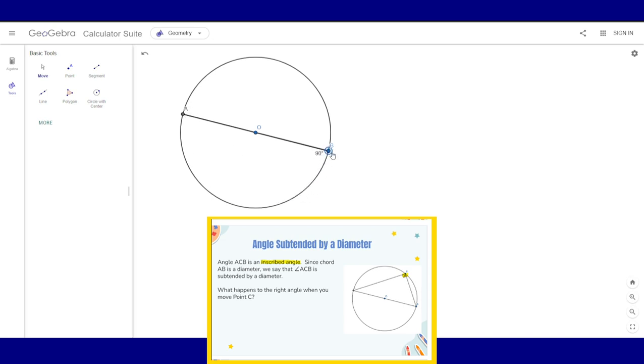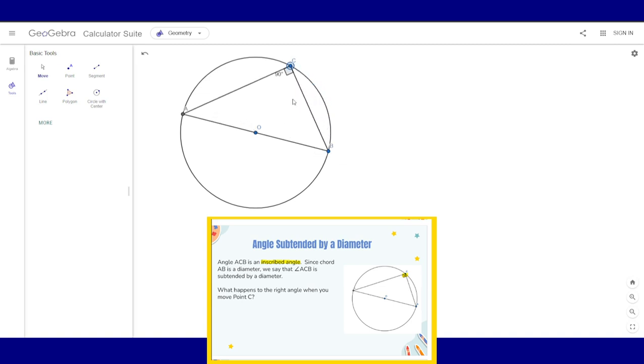Obviously, if we line it up completely on one of the other points, B or A, we no longer have any angle because we're forming a straight line. There's a little bit of an error in the program, or it's assuming that I'm not quite on A or B. That's why we're not seeing it change to 0.